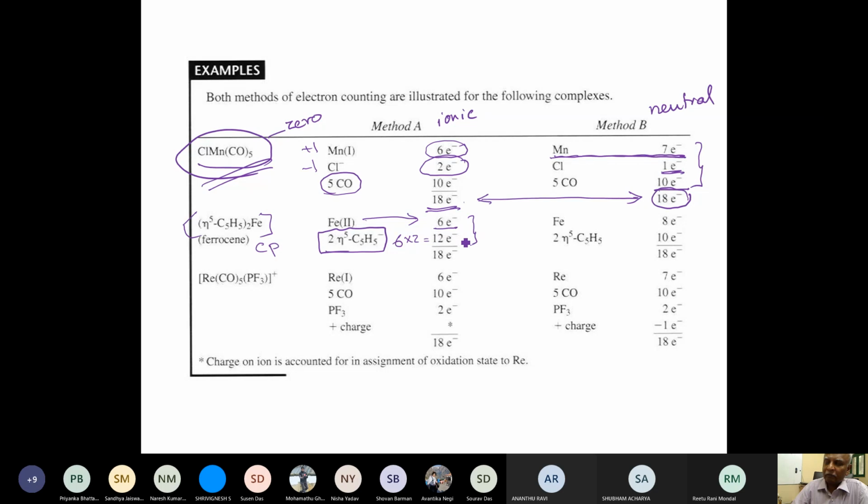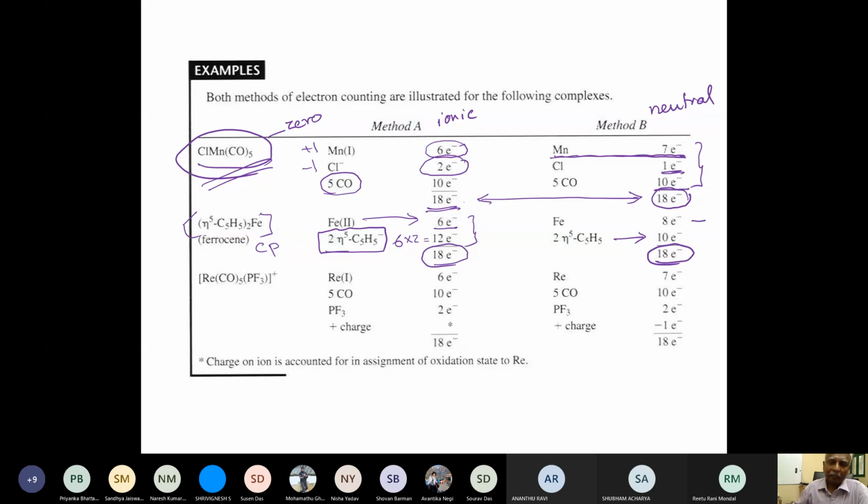So 6 electrons in the valence shell plus 12 electrons for the Cp gives you again an electron count of 18. Same molecule, ferrocene, you end up with 18 because you have iron 8 and C5H5 is now neutral and you have 10 electrons each.